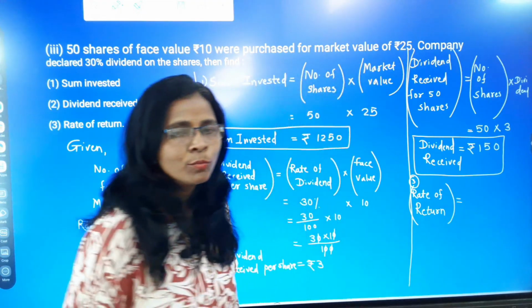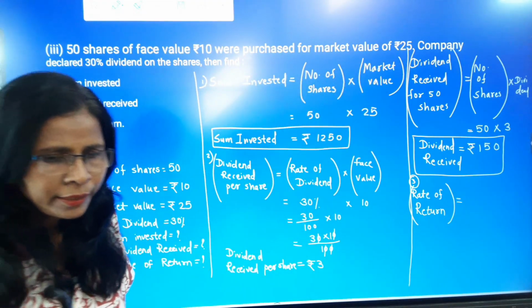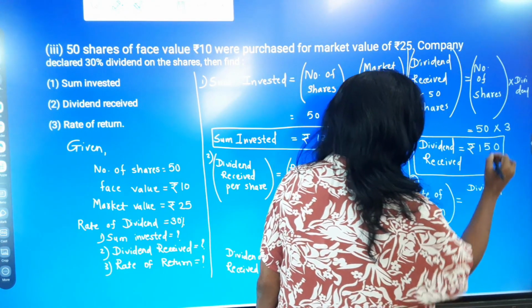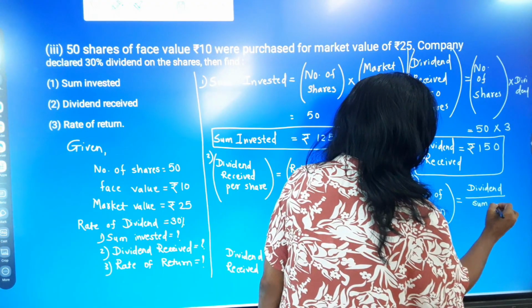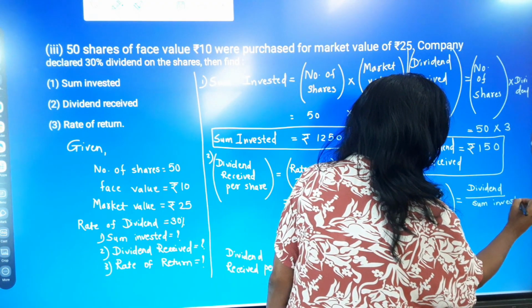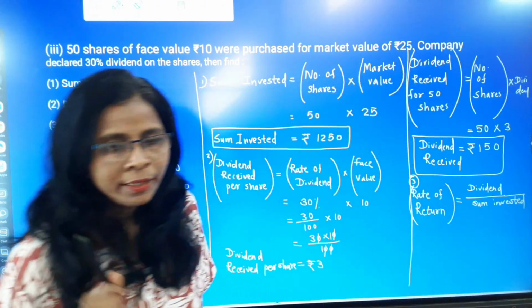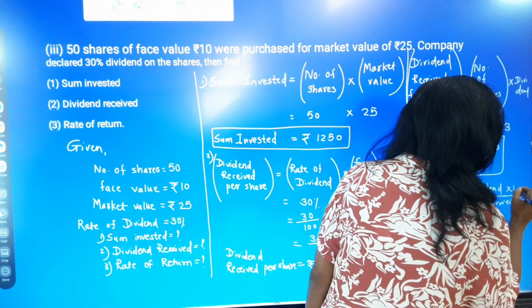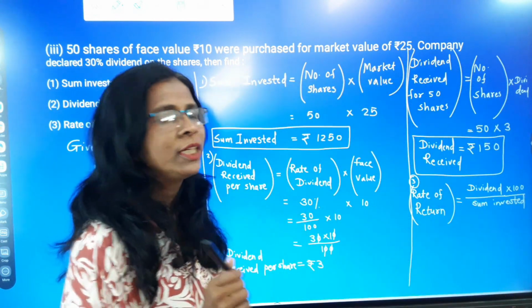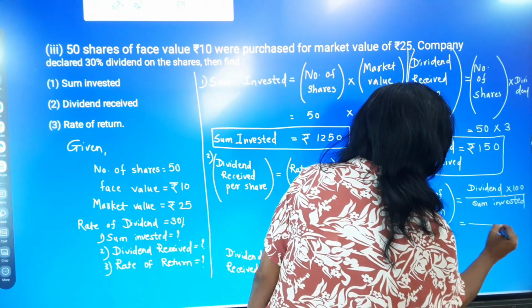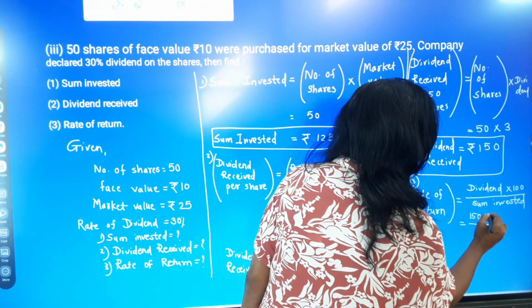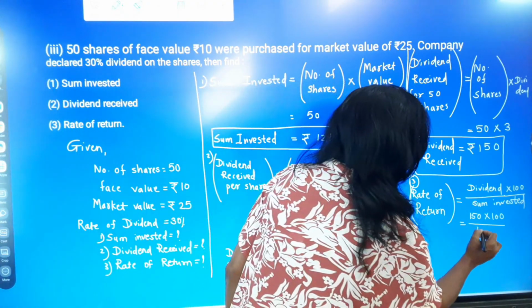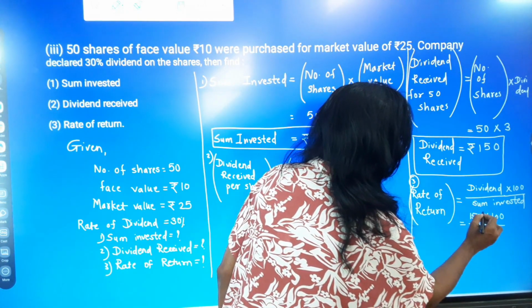So here the formula is, students, dividend received and the sum invested. Dividend divided by sum invested, multiplied by 100, because we want the rate of return. So now dividend is 150, multiply by 100 and divide by sum invested. Here the sum invested is 1250.